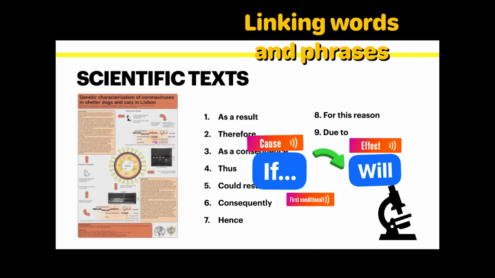Apart from these phrases, we can also use the first conditional. Remember, when we use if plus an action in the present or a condition in the present, and then it shows the result that it can have in the future using will or going to. So this kind of structure is also used in scientific texts to show the relationship between cause and effect.